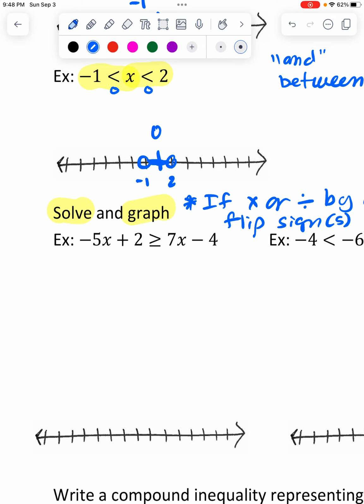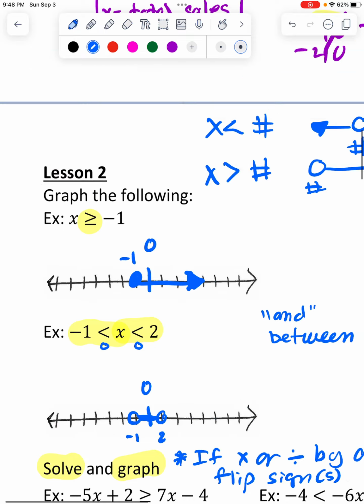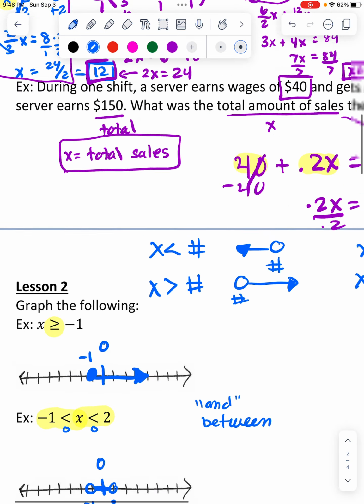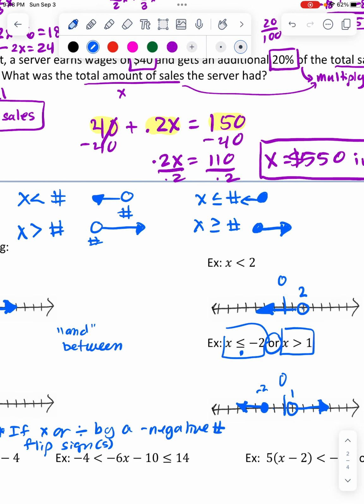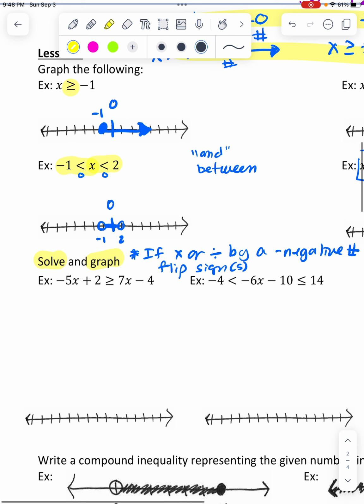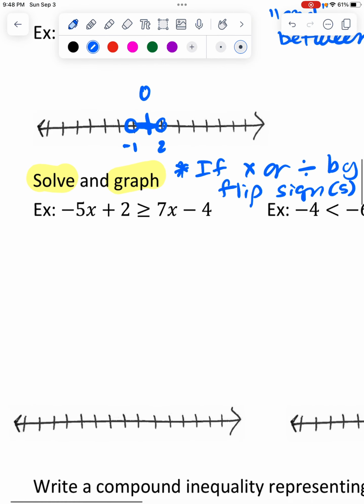So here's my inequality. I'm going to treat it just like an equation. I like to get x to the left so that it looks like what we talked about up here. Particularly in inequalities, I try to get the x on the left side if I'm solving. So in this case, I'm going to go ahead and do that by taking the 7x away to the other side, leaving me with negative 12x plus this 2, and then I'll move the 2 over. So I have not done any multiplying or dividing.